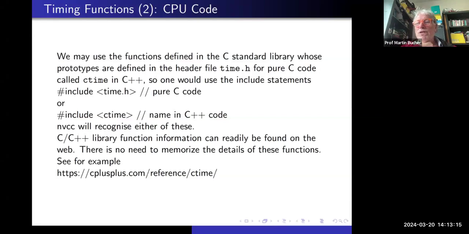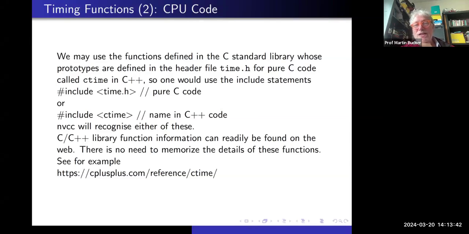So if we were timing parts of a program rather than a whole program, in C++ there are these library functions, and in C, they're included in the header file time.h. And the same thing is called ctime in C++.